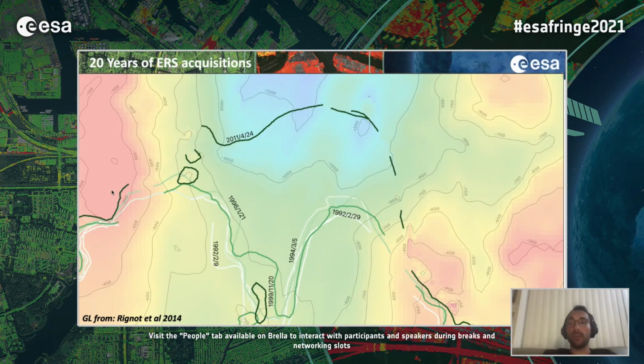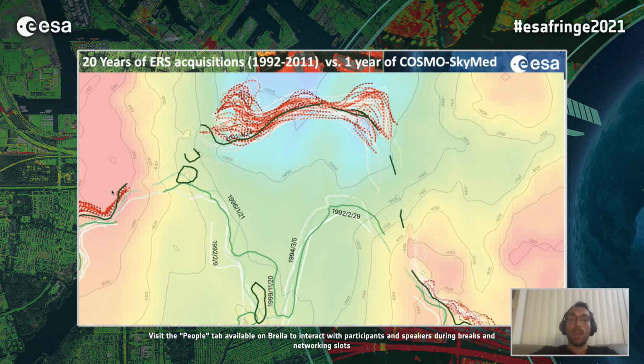This is the result of ERS, 20 years of acquisitions. What happened after 2011? What can we do? We have an incredible amount of data. At the time when these data were processed, they were invaluable to understand the long-term dynamics of Pine Island Glacier. Now I will show you 20 years of data, and I will compare it to 1 year of COSMO-SkyMed acquisition. These are all the grounding line measurements acquired with ERS, and this is 1 year of COSMO-SkyMed grounding line data.